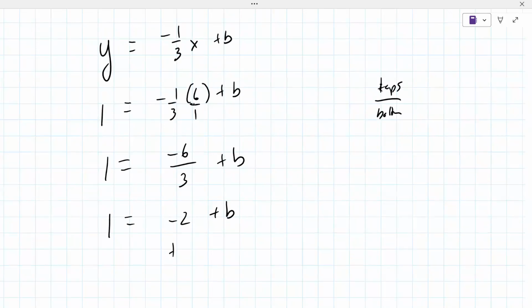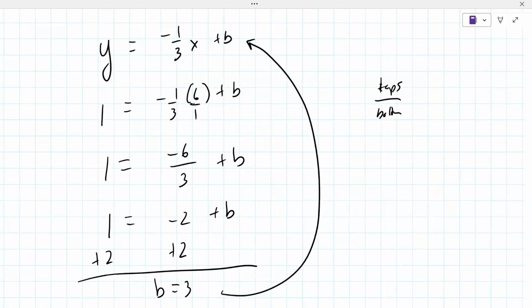Add 2 to both sides. B equals 3. Okay, and then that goes back in here, right? Yeah. Y equals negative 1/3x plus 3. All right, perfect. So let me know if you need to get this down in your notes before I give you one to try.